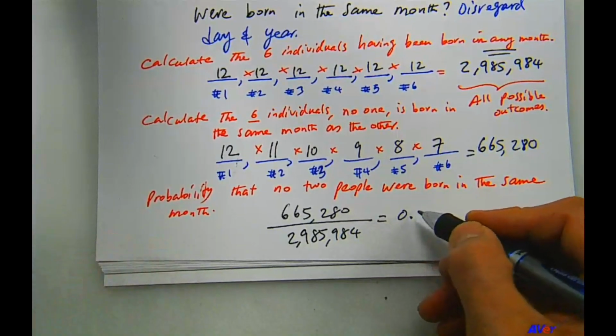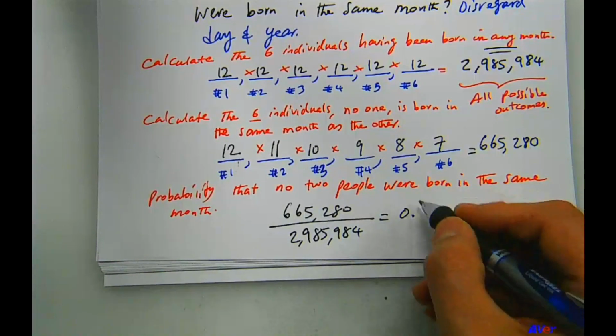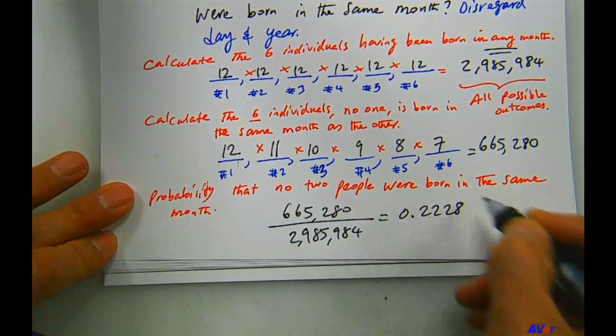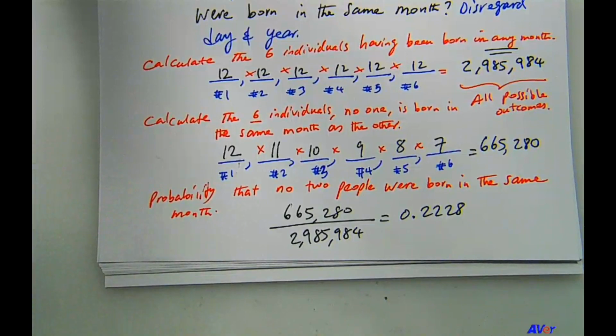I'm going to show the answer up to 4 decimal places, like that. Is that the answer we want? Is that the final answer? No, right? This is the probability that no 2 people from this group were born in the same month. But we're looking for at least 2 people that would have been born in the same month.